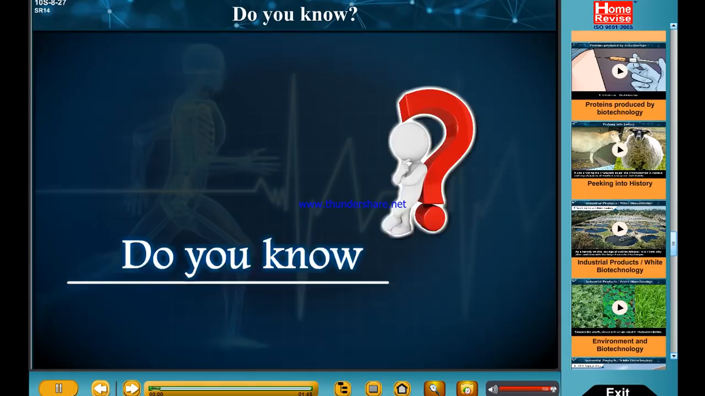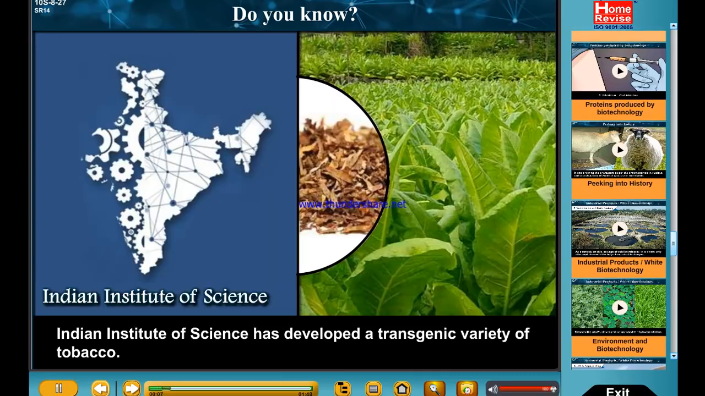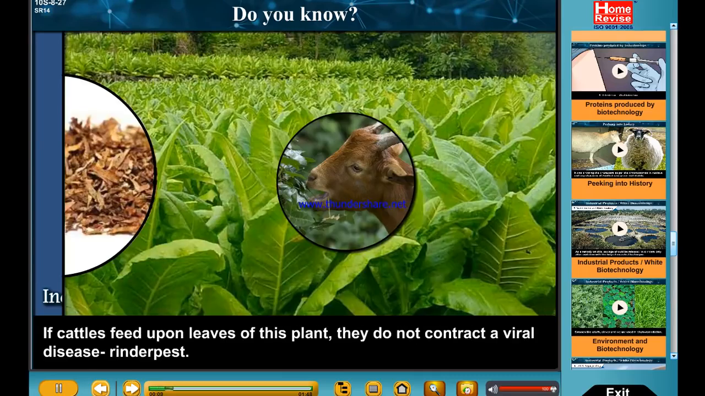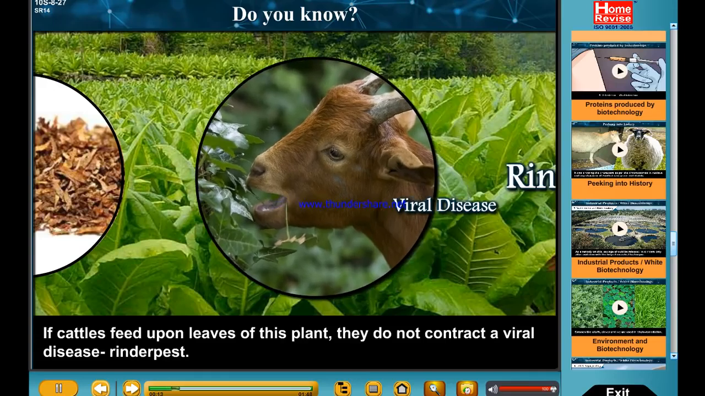Do you know? Indian Institute of Science has developed a transgenic variety of tobacco. If cattle feed upon leaves of this plant, they do not contract a viral disease, rinderpest.